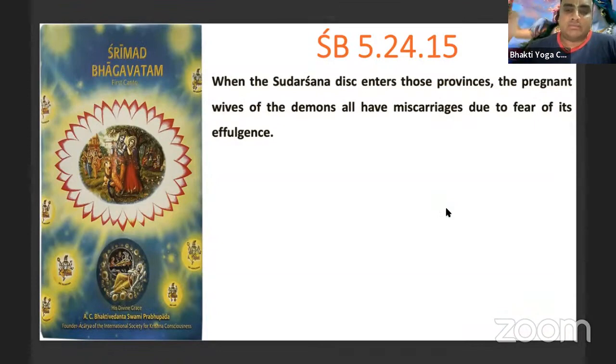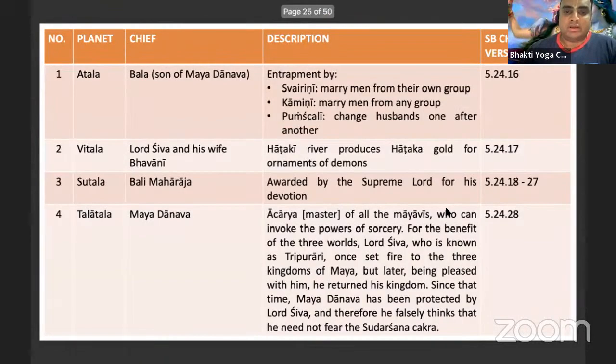Previously we saw very general descriptions of the subterranean region. Now we'll be looking at the descriptions of each of the planets, starting from Atala. Atala is the topmost of the 7 lower planetary systems. There is a chief of the Atala planet called Bala, son of Maya Danava.